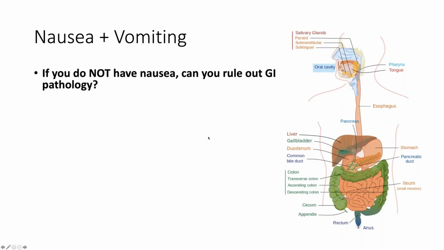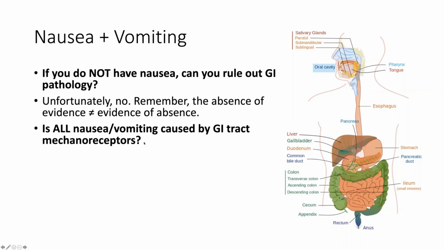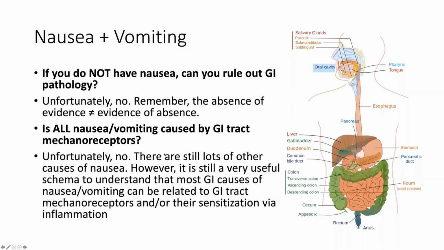So, Sujith, if you do not have nausea, can you say this is definitely not it? No, unfortunately. It'd be so nice if there was something that was that sensitive, but no. The absence of evidence does not mean the evidence of absence. So unfortunately, no. Sue, is all nausea and vomiting caused by GI tract mechanoreceptors? Can you tie every cause to this mechanism? No, unfortunately. That'd be super nice, but no, you can't.